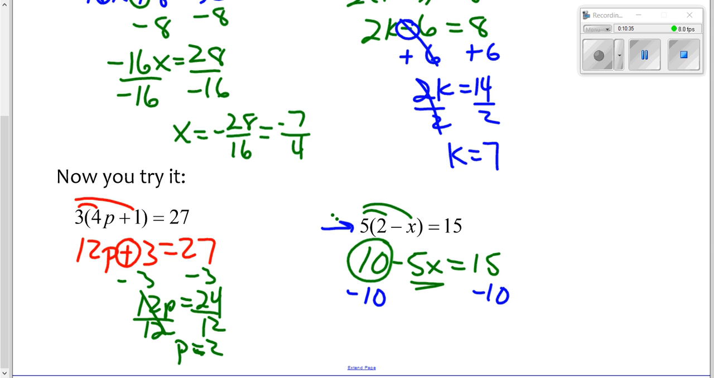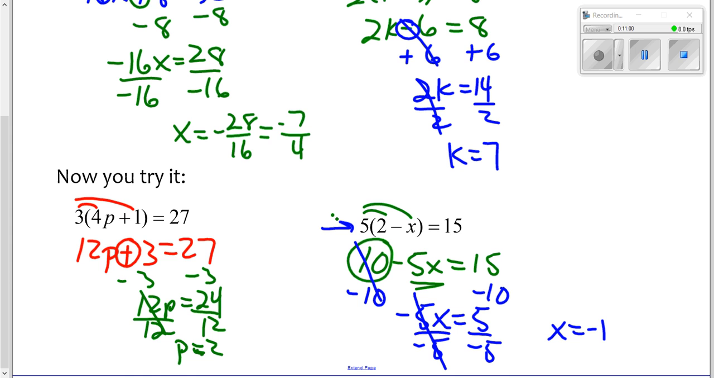Okay, so that's going to go away. I get negative 5x equals 15 minus 10 is 5. I'm going to divide both sides by a negative 5. That's going to go away and make positive x, but over here a positive and a negative is going to give me a negative answer, and 5 divided by 5 is 1.